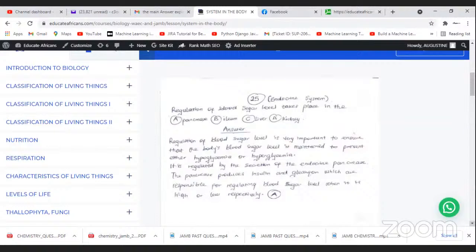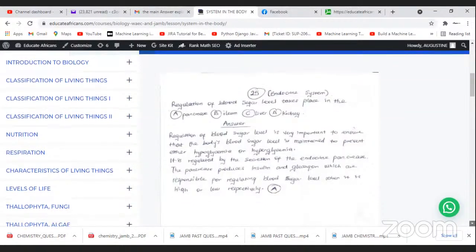The pancreas produces insulin and glucagon, which are responsible for regulating blood sugar level when it is high or low, respectively. Okay, so we have regulation of blood sugar taking place in the pancreas.